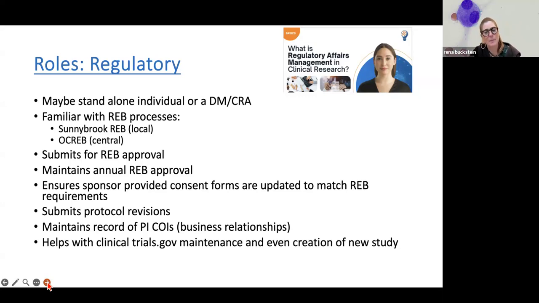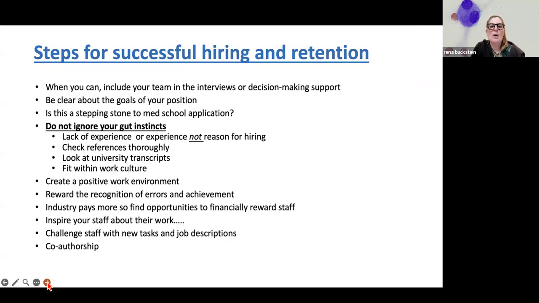And if the study gets published, that's also put on the clinicaltrials.gov database. So what are steps for hiring and retention?